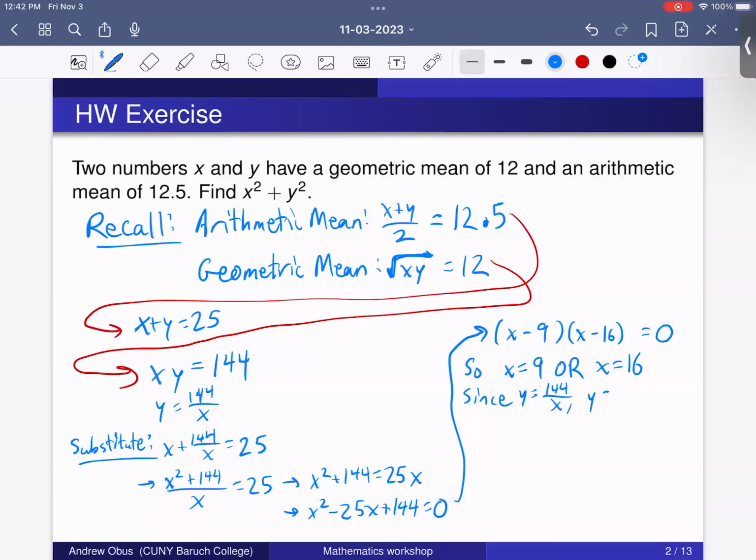Since y equals 144 over x, we get y equals 16 or y equals 9. Whichever one the x is, the y is the other one, right? Hello, yes? So Gabriel, you want to just finish up? Now we know what x is and we know what y is.